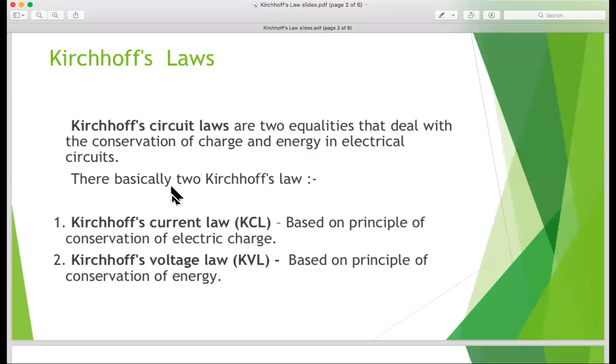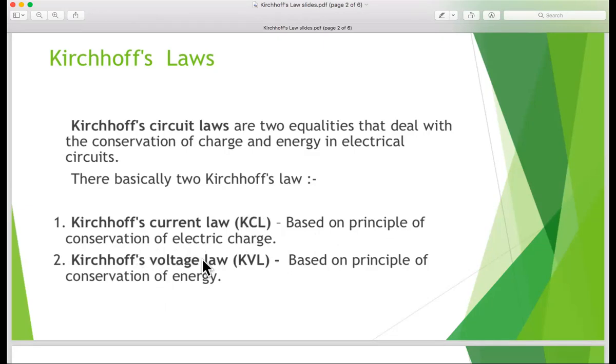The two basic Kirchhoff laws are, first, Kirchhoff current law or KCL, based on the principle of conservation of electric charge. Second, Kirchhoff voltage law or KVL, based on the principle of conservation of energy. We have these two Kirchhoff laws, KCL and KVL, on the DC circuit.